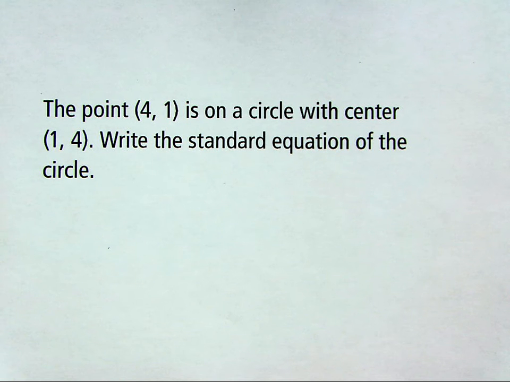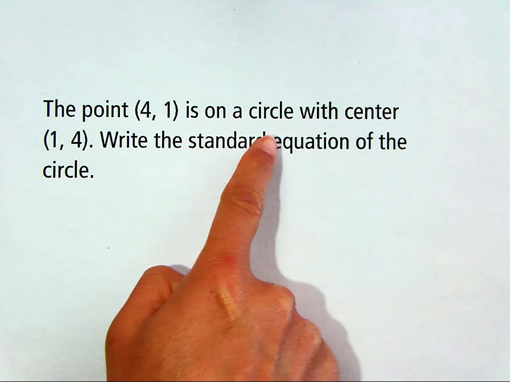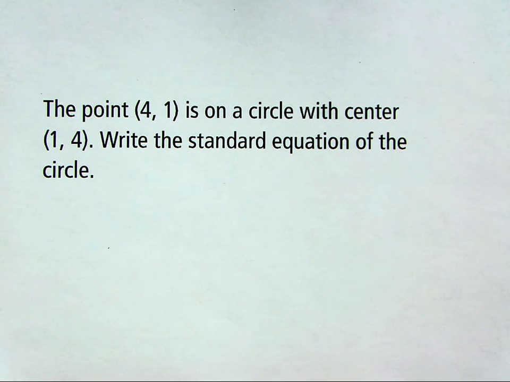And so if we read the description, it says the point (4, 1) is on a circle, so it's somewhere on the perimeter or circumference of the circle, and the center is (1, 4). Write the standard equation of the circle. So the information that we're missing here is the radius. We don't know the length of the radius of this circle.